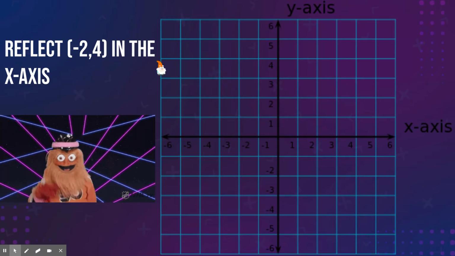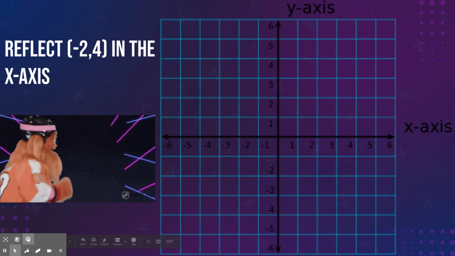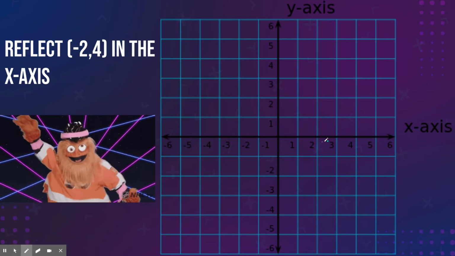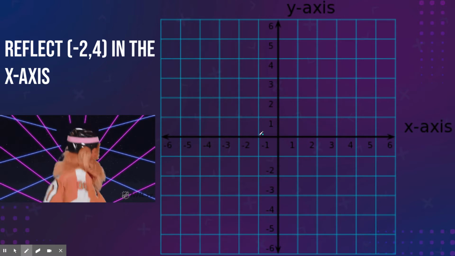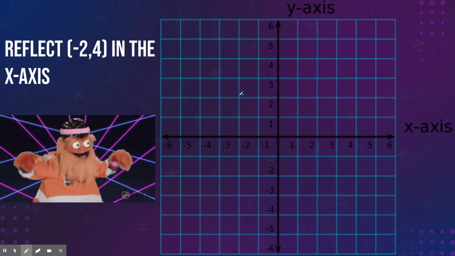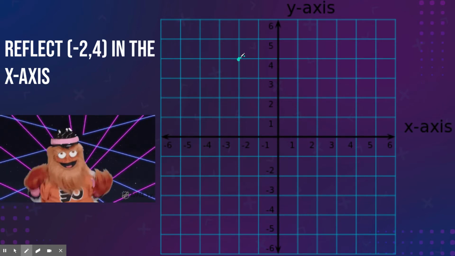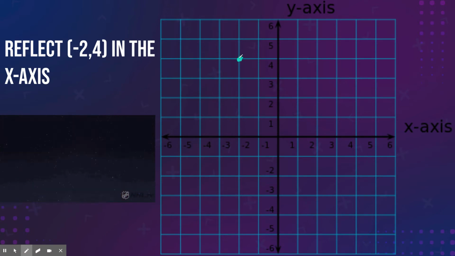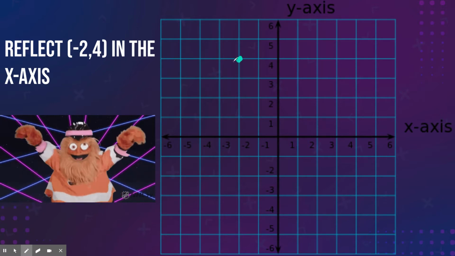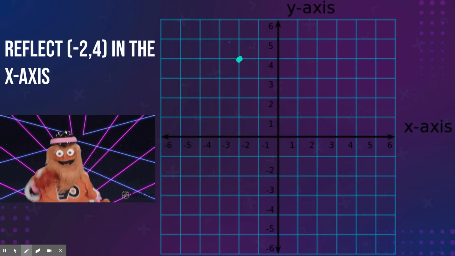So reflect -2, +4 in the x-axis. So first thing I'm going to do is plot -2, +4. So -2, I move over 1, 2, and then I go up 4: 1, 2, 3, 4. Remember, I do x's first and then y's, just like the alphabet works. Okay, so then after I do that, I'm going to reflect it over the x-axis.